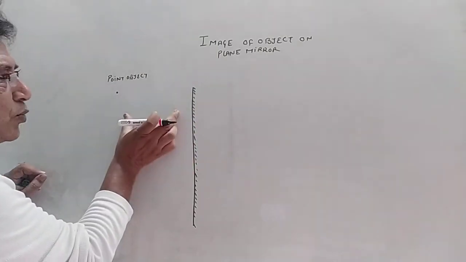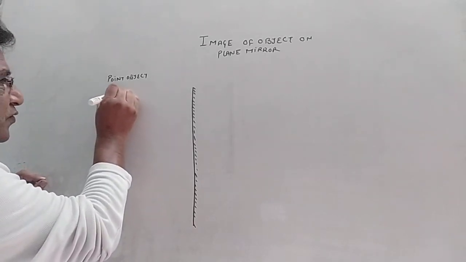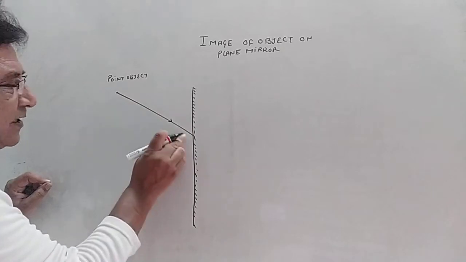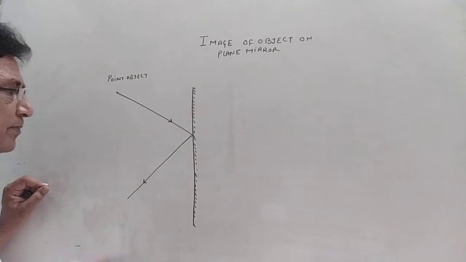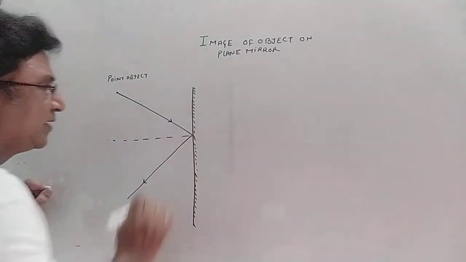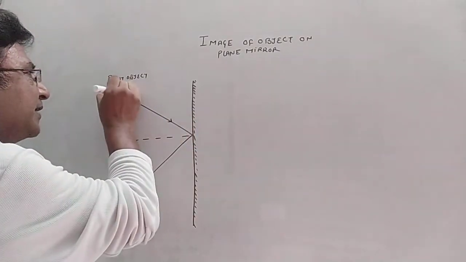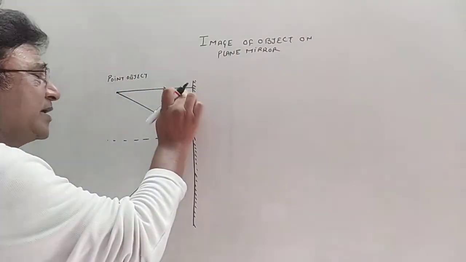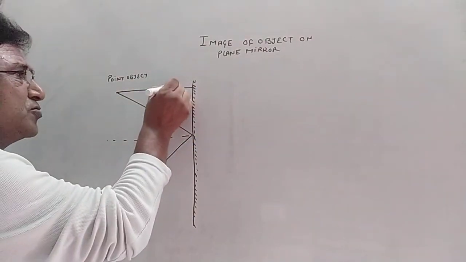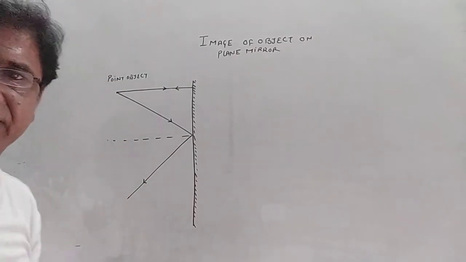At least two rays are required for making an image on any mirror. So the first ray will strike diagonally on the plane mirror at a point of incidence and will bounce back on the same path. And this is the normal which we'll get. And the second ray will strike perpendicularly on the surface. The ray which strikes perpendicular on the surface will bounce back on the same path. So this is the incident ray and this is again the reflected ray.